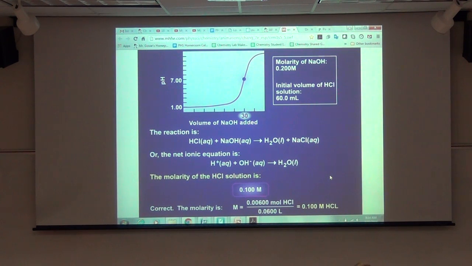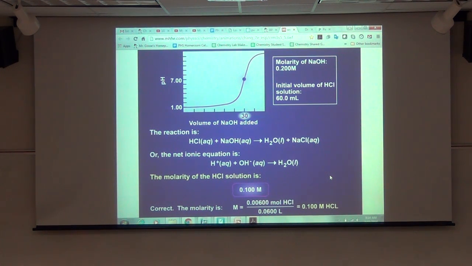Yeah. On the bottom, that's how you should do it. You're doing MAVA equals MBVB. So it's 0.1. You put the 0.2 of the molarity times the 30 mils equals 60 mils of HCl times the molarity of acid, and you should get your molarity. So this is a classic strong.